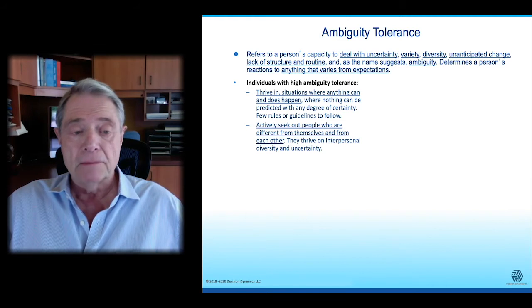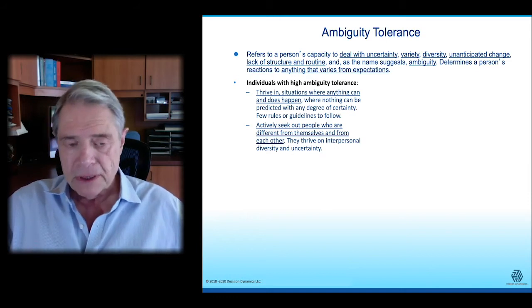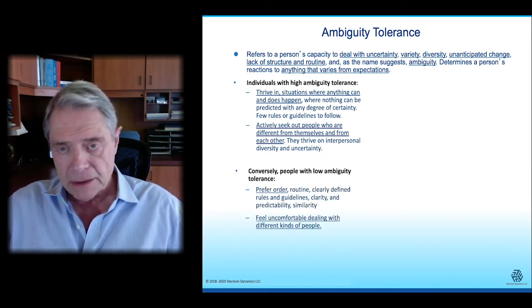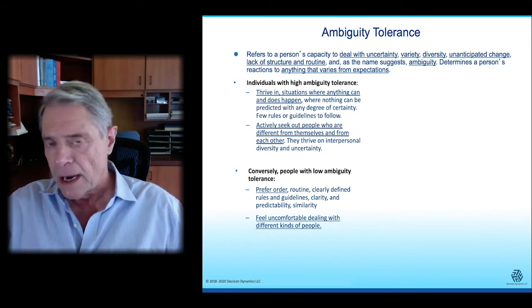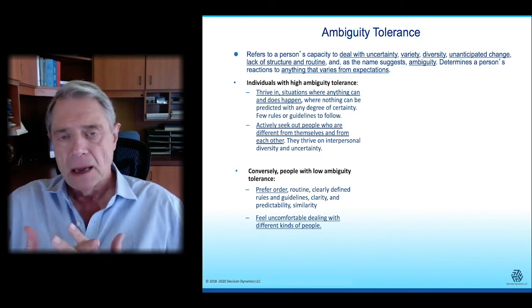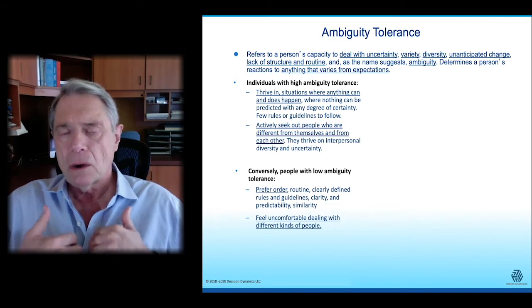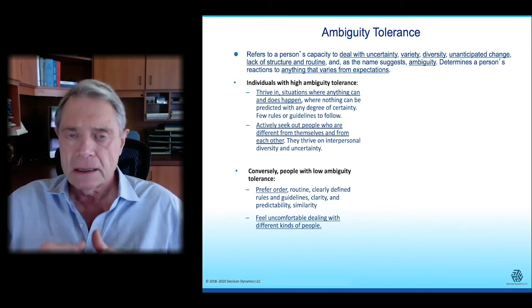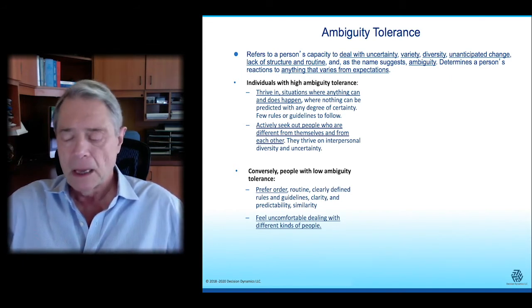On the other hand, people who are low on ambiguity tolerance prefer order, routine, like to have things organized where things are relatively predictable and there are clear rules and guidelines to follow. Things don't vary greatly from expectations. And by and large, they feel comfortable mainly dealing with people who are quite like themselves, whom they can easily understand, and they're not going to get big surprises from them either.